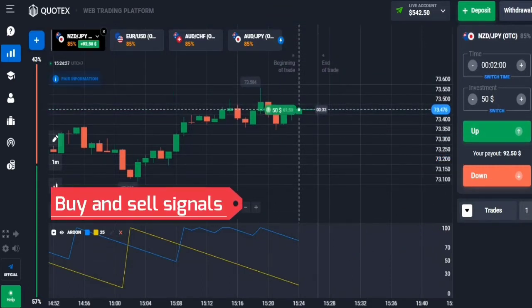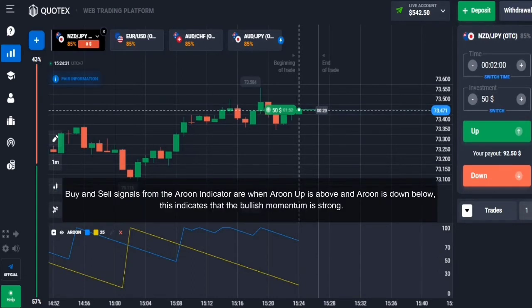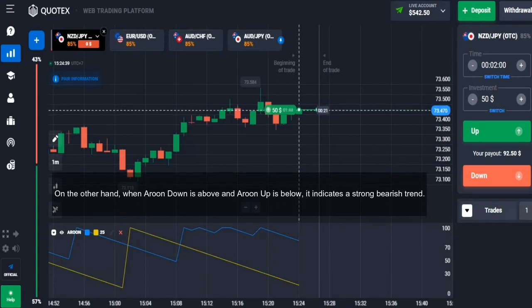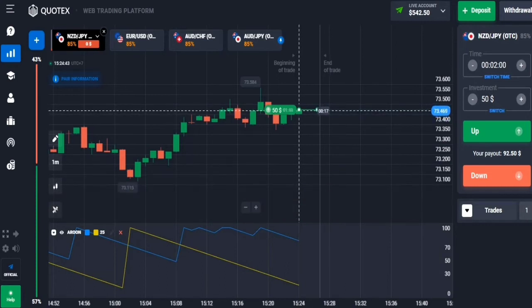Buy and sell signals. Buy and sell signals from the Aroon indicator are when Aroon up is above and Aroon down is below. This indicates that the bullish momentum is strong. On the other hand, when Aroon down is above and Aroon up is below, it indicates a strong bearish trend.